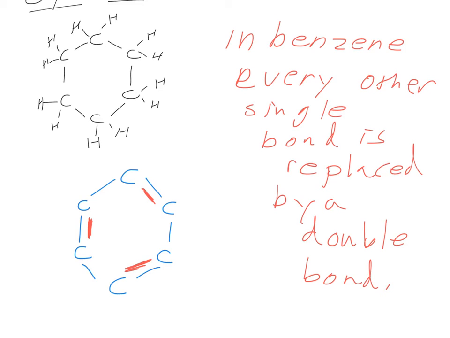Then, how many hydrogens can each carbon have now? Well, in cyclohexane, each one could have 2, because each carbon was only participating in 2 carbon-carbon bonds. But in benzene, each carbon is now participating in 1, 2, 3 carbon-carbon bonds because of that double bond. So each carbon is participating in 3 bonds. So each carbon can now only have 1 hydrogen.